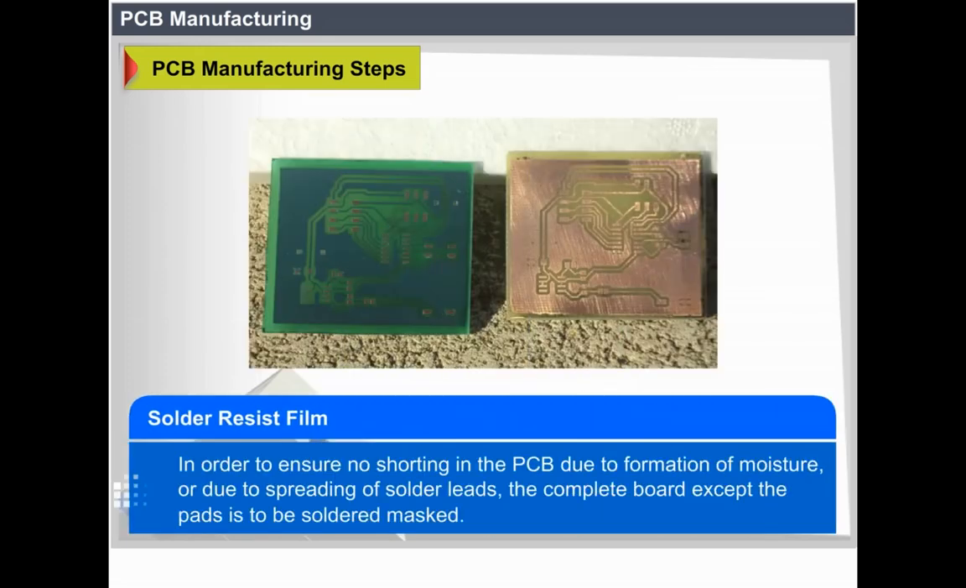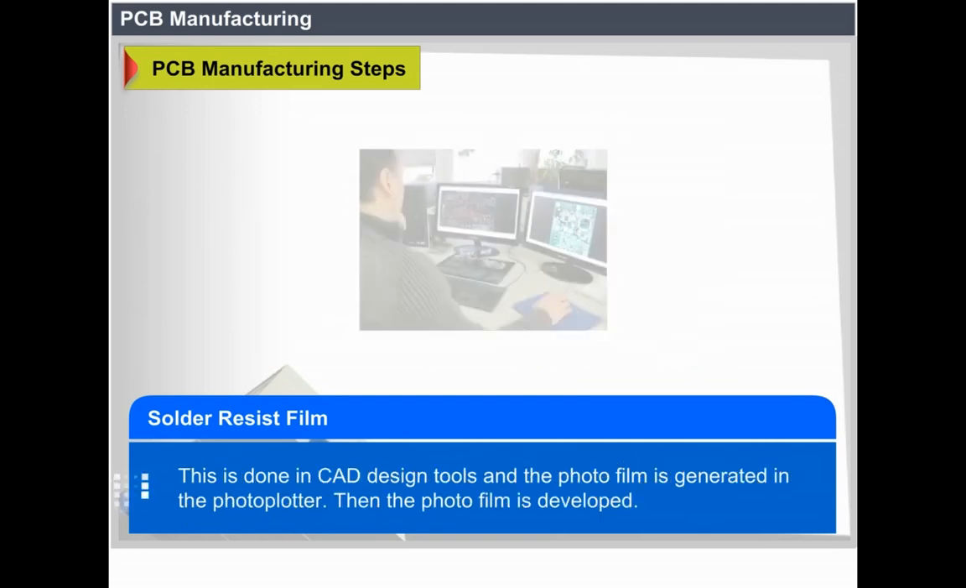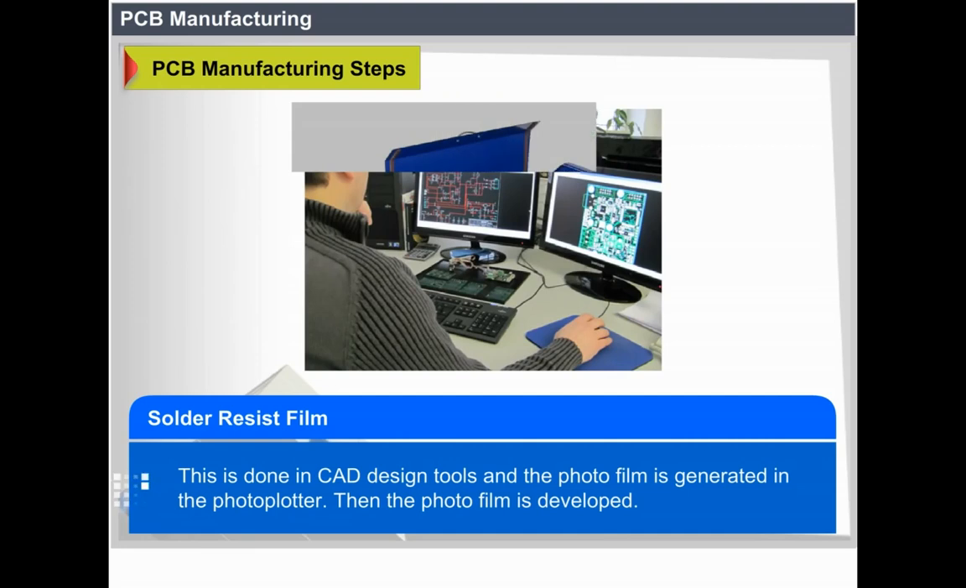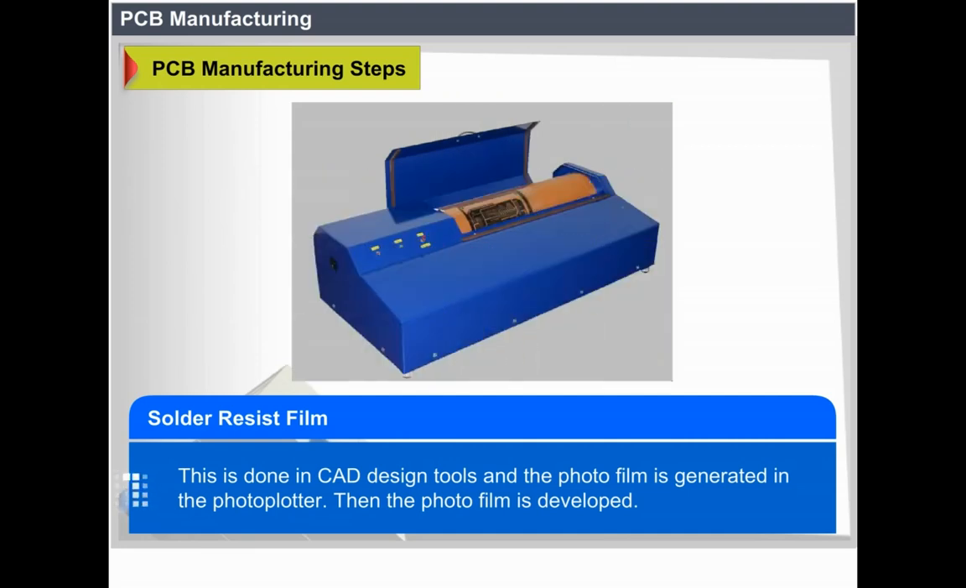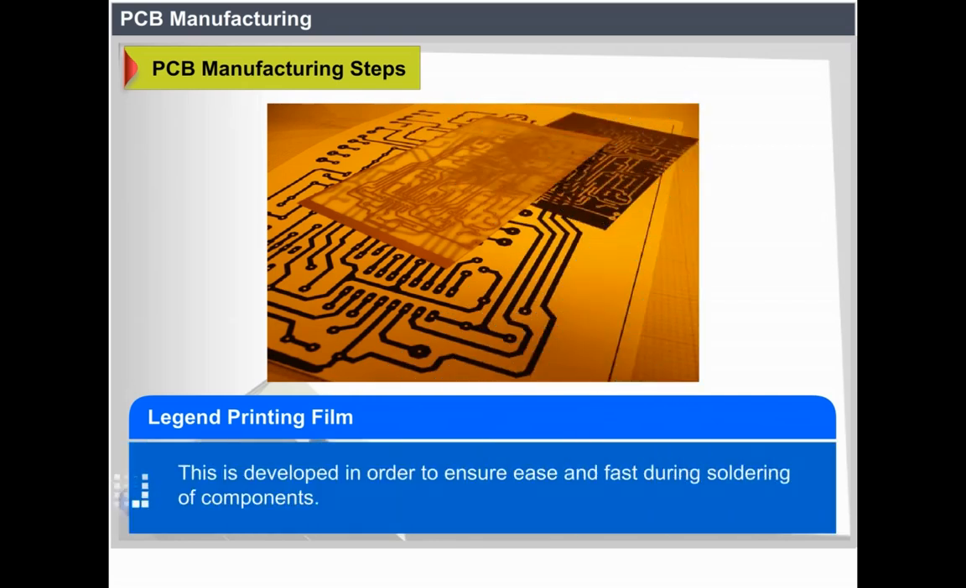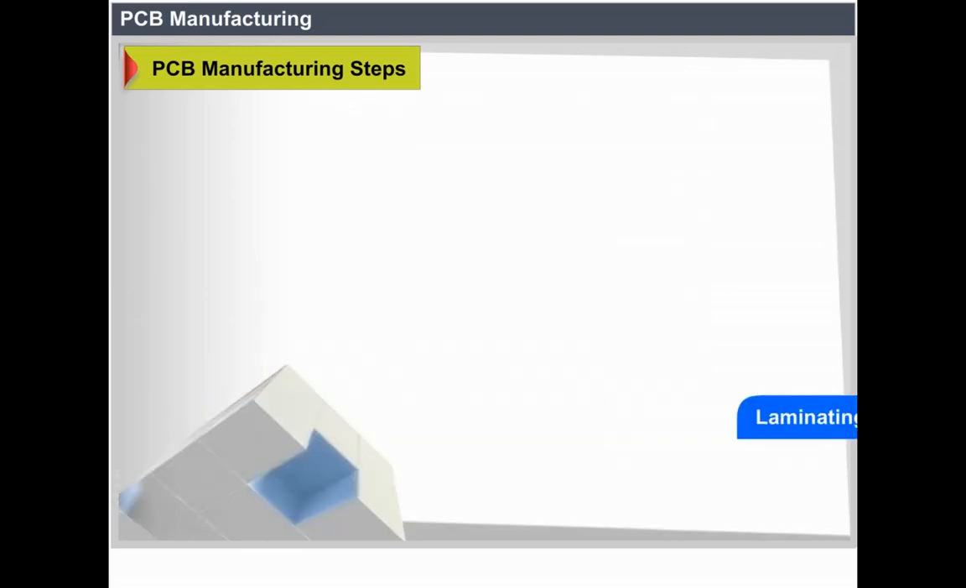Solder resist film. In order to ensure no shorting in the PCB due to formation of moisture or due to spreading of solder leads, the complete board except the pads is to be solder masked. This is done in CAD design tools and the photofilm is generated in the photoplotter. Then the photofilm is developed. Legend printing film. This is developed in order to ensure ease and fastness during soldering of components. This is also designed in the CAD system and the film is generated in the photoplotter.